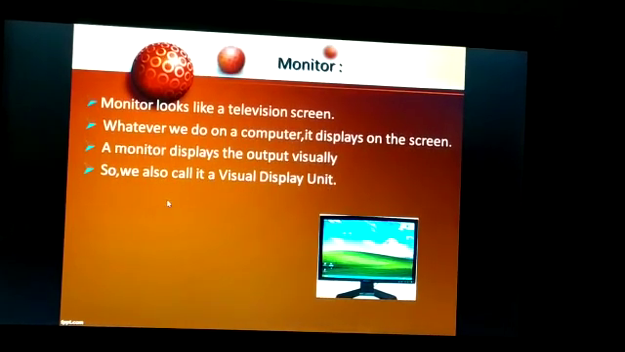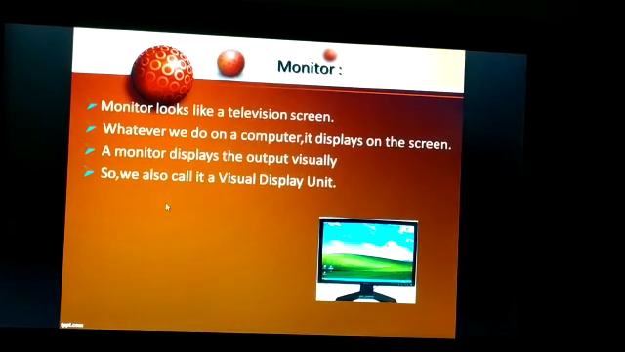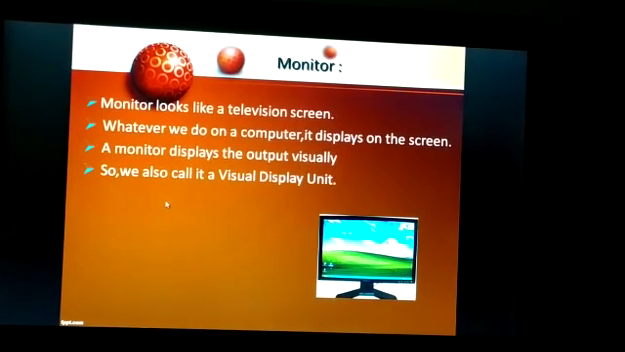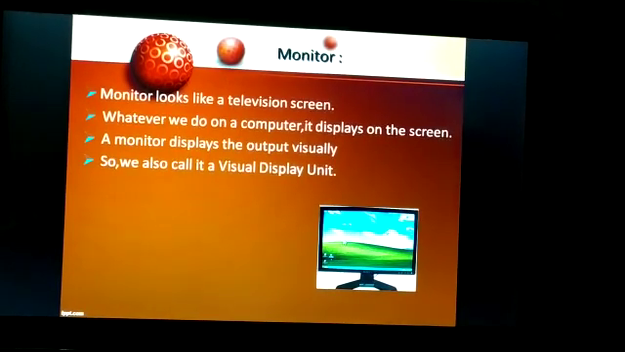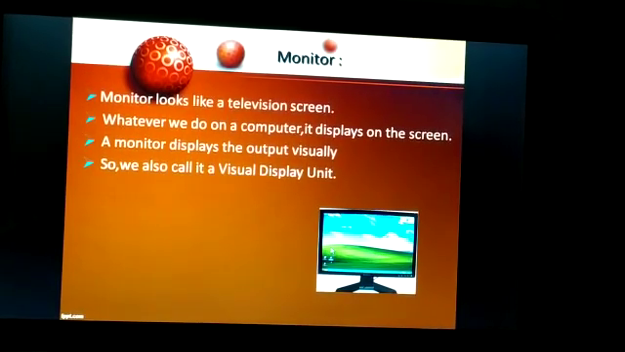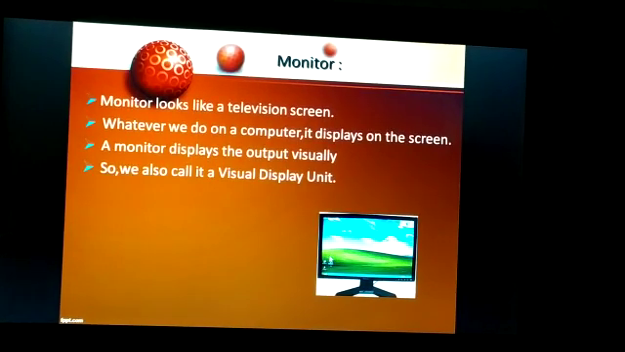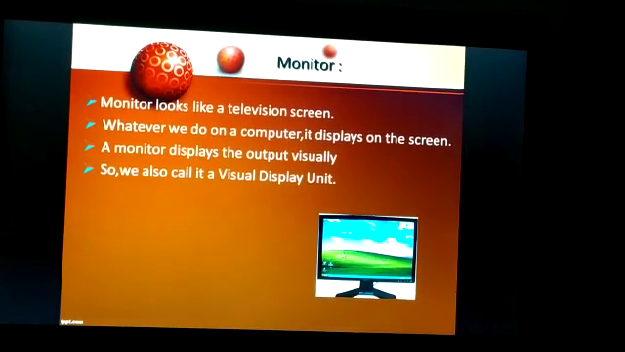We can see movies, photos, games and other activities. The mouse pointer can be seen on the monitor. Often, whatever we type using the keyboard appears on the monitor.